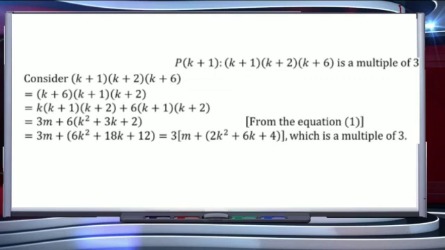So clearly 3 is common between the whole bracket. That means this is a multiple of 3. Hence our P(k+1) is also true, and P(n) is also true for all small n belonging to the natural numbers.